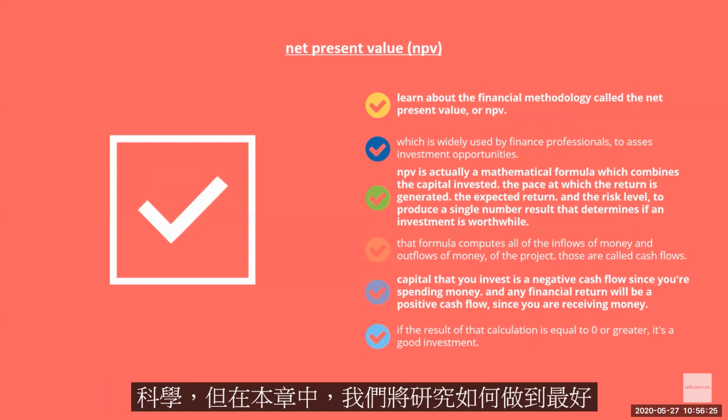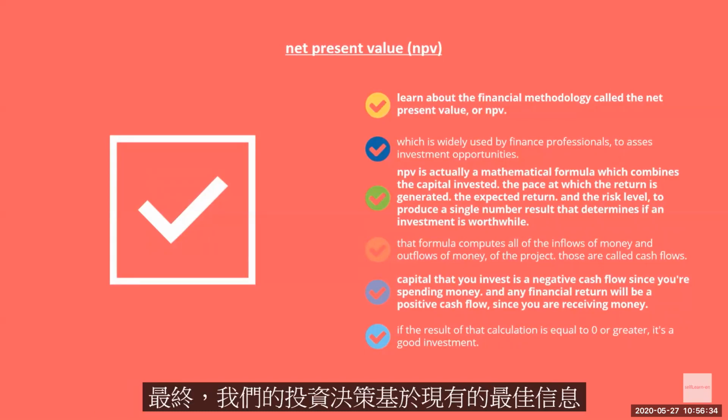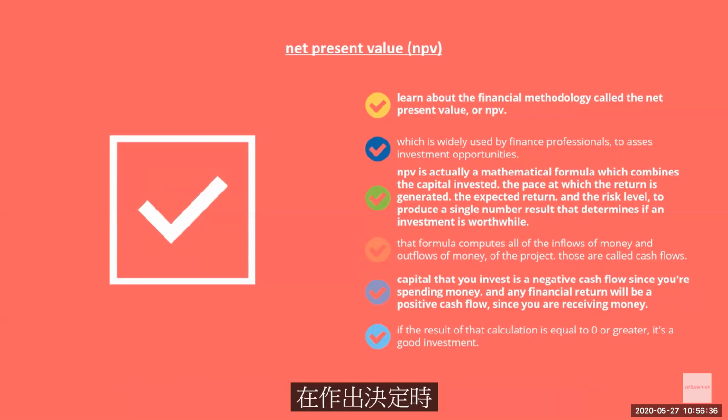In this chapter, we will look into how to best assess each of the NPV factors so that when we get into calculation time, we have the most robust information gathered so that our NPV calculation and ultimately our investment decision is based on the best information available at the time of the decision.